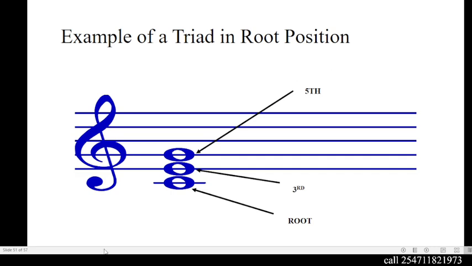For example, in root position, let us use a triad in C, the tonic triad in C. You notice that the C is the root. From C to E is a third, and then the fifth is the fifth position. So when a triad has the root as the lowest note, the triad is in root position. So this is a tonic triad in C major in root position.